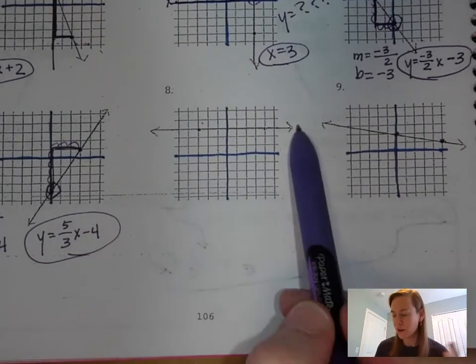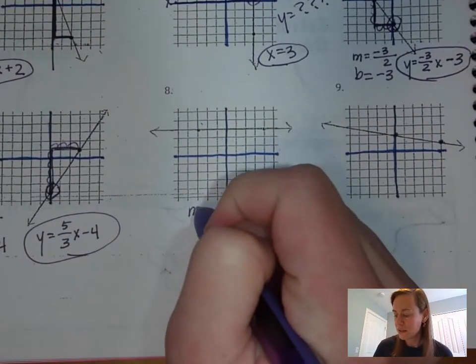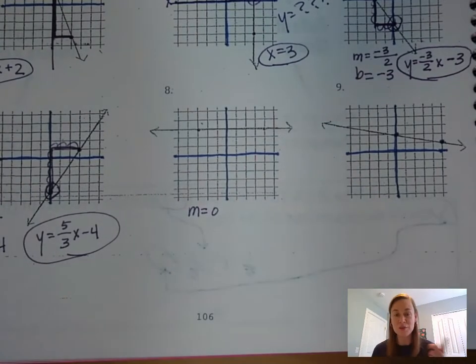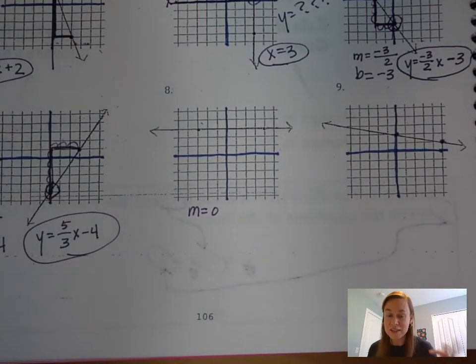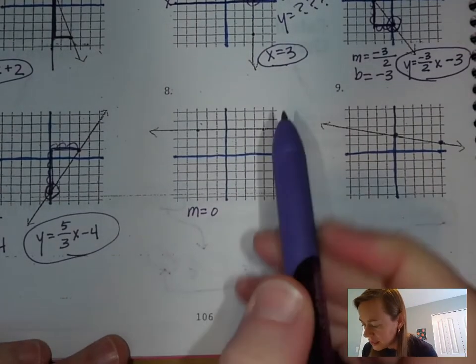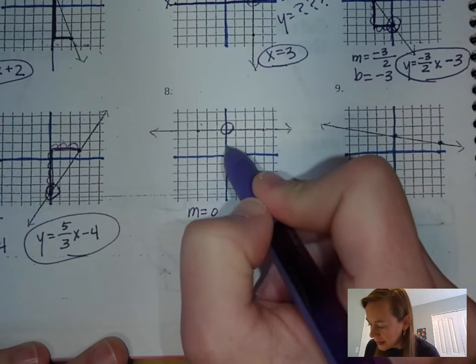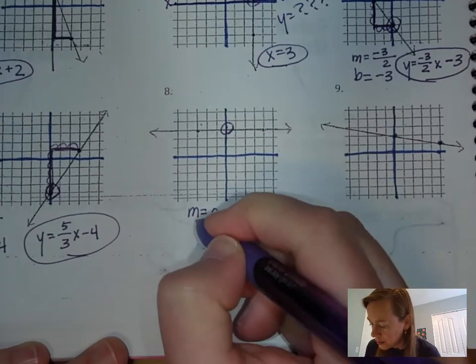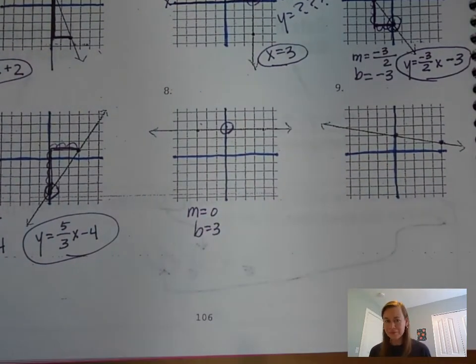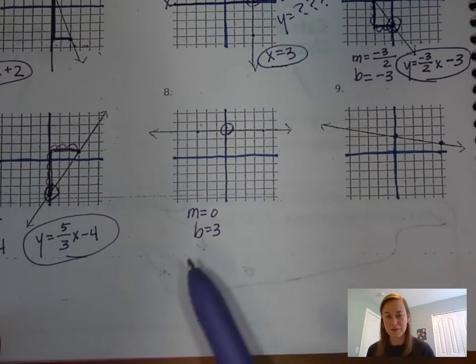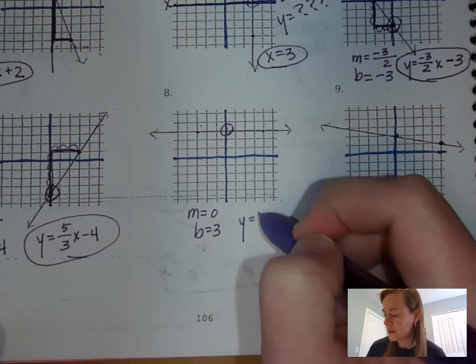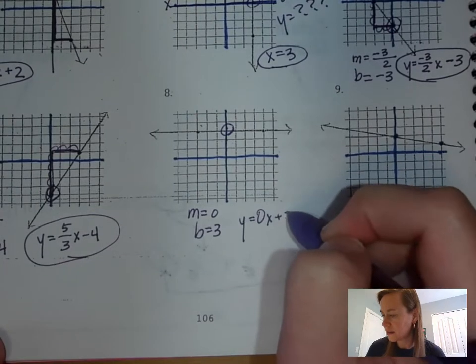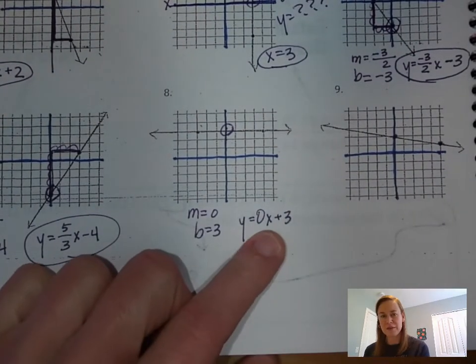So what is the slope for a horizontal line? Our slope is going to be 0. If you said no slope, that's a good answer too. You can say 0 or no slope. Okay, what is our y-intercept? Well, you follow it to here. It looks like it crosses the y-axis at 1, 2, 3. So b equals 3. Now let's plug these numbers into our formula. We're going to get y equals 0x plus 3.